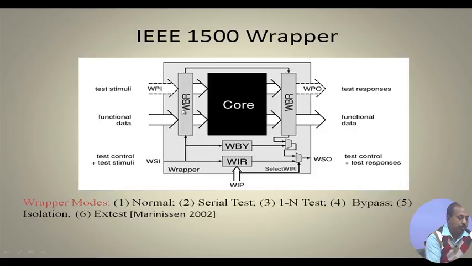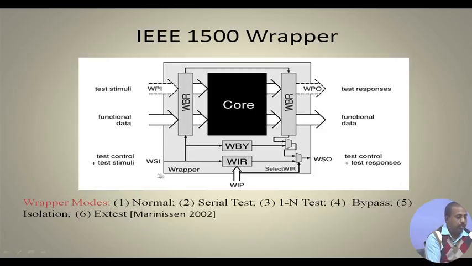In the test mode, we have got serial tests, in which through this WSI line the test patterns can be loaded into the WBCs that we have here, or we can have one to n test. So, there is a multicast sort of thing: from one point, I want to test n cores parallelly. All of them will be loaded simultaneously, all those scan chains will be loaded simultaneously, or it may be a bypass mode where, through this WBY, the wrapper bypass register, it will go to WSO.